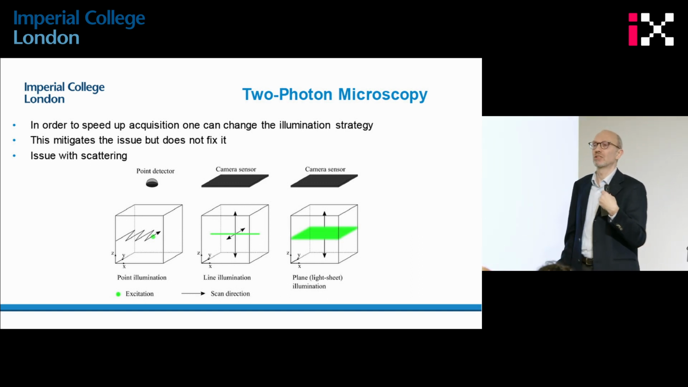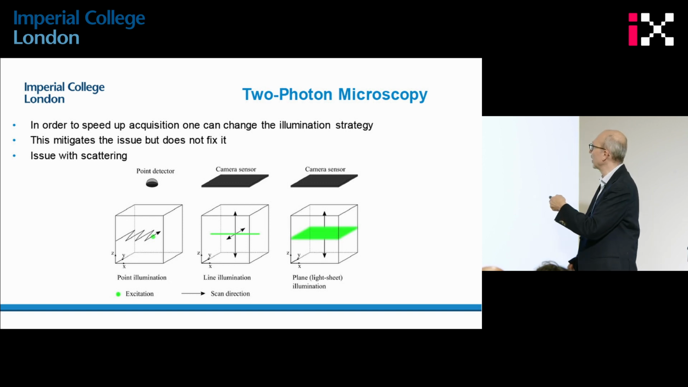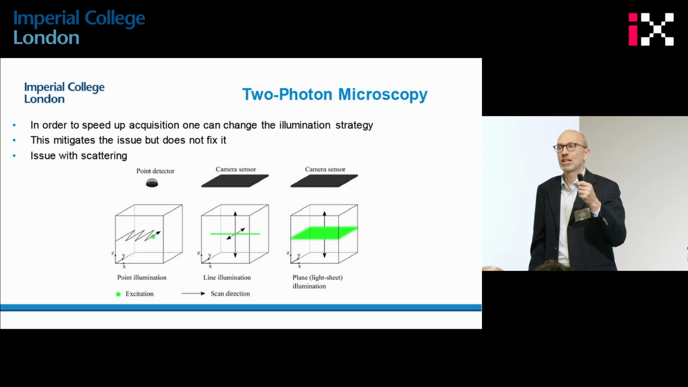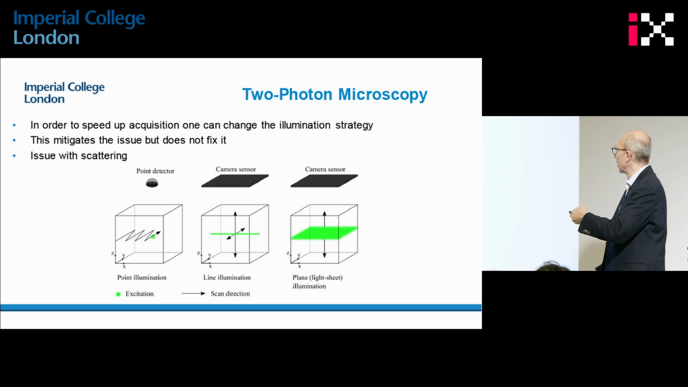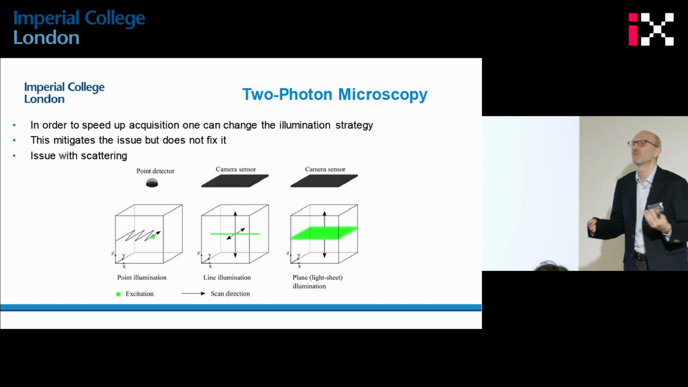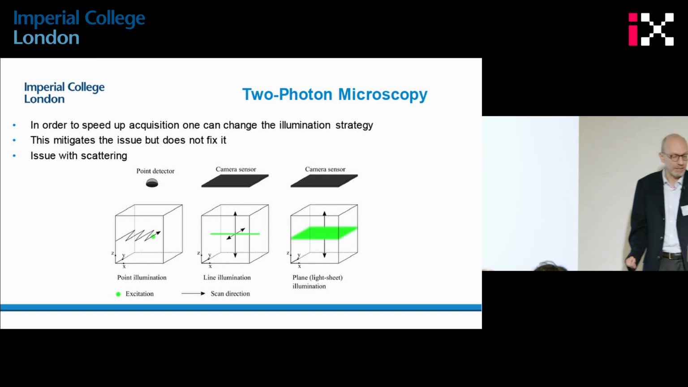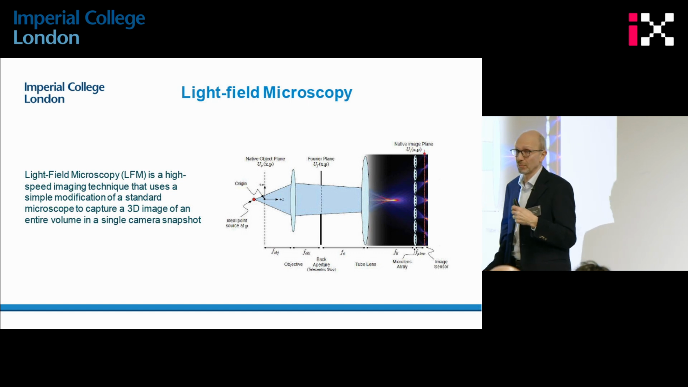We would like to be able to get, in one snapshot, information about the whole volume, so that we can put a video camera here and essentially get information of the entire volume at video frame rate. This is what we'd like to do. But how can we get the entire information here? Well, we need to build a new microscope. We need to change the optics of the microscope.